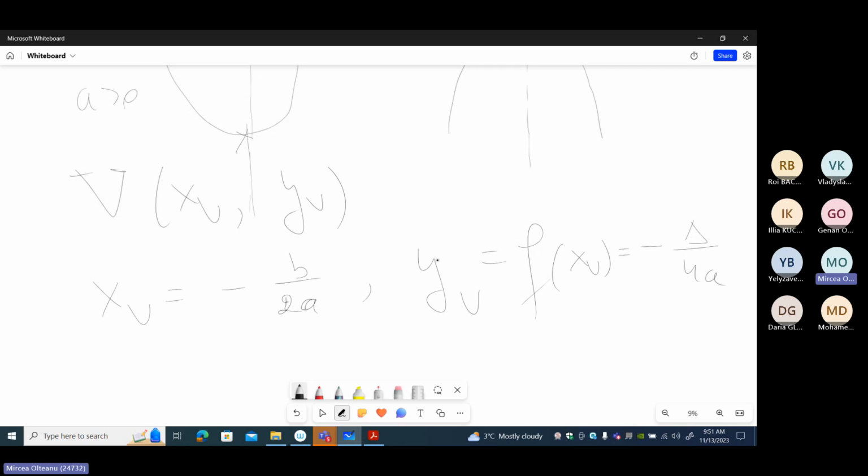So always when we must make the graph of a quadratic function, we always start with the vertex. And then we look to a. If a is positive, it will be like this. If a is negative, it will be like that. Okay, that's all for the moment. Now we take a break and we continue after the break.